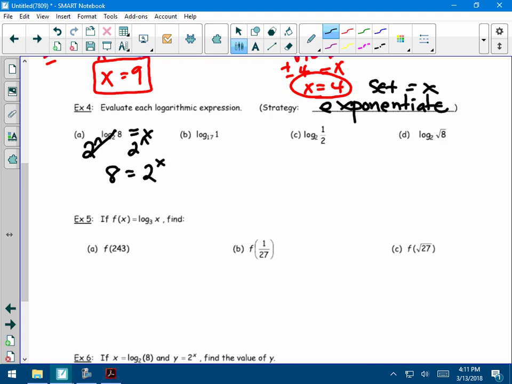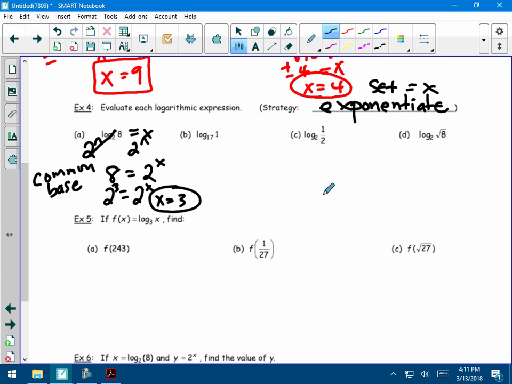You can either think about powers of 2 or rewrite it using common bases. That's what your whole last unit was talking about. So this would be 2 cubed, 2 to the x, so x has to be 3. And you can do that with all of these ones. And then the last ones are just asking you to evaluate.